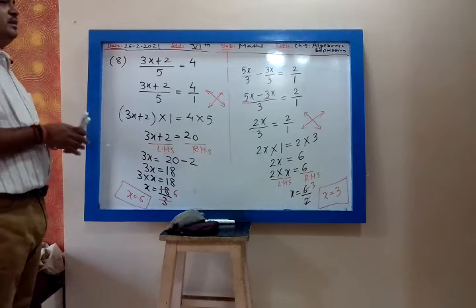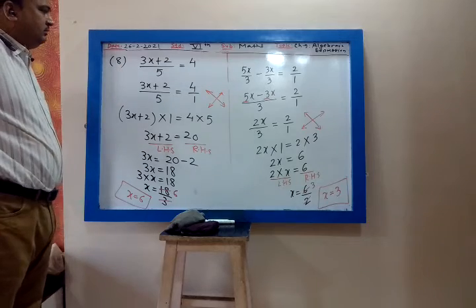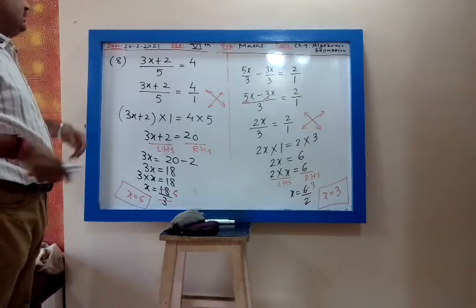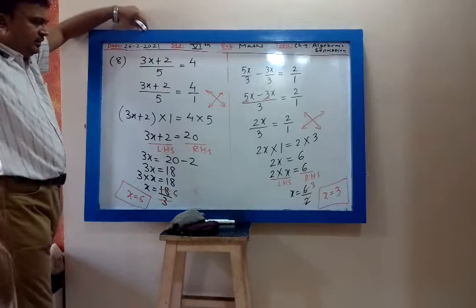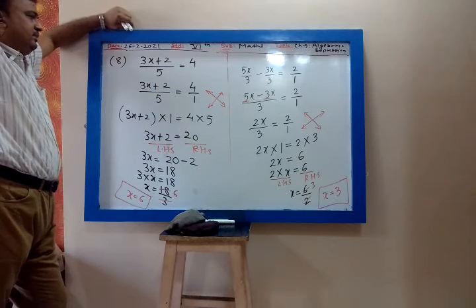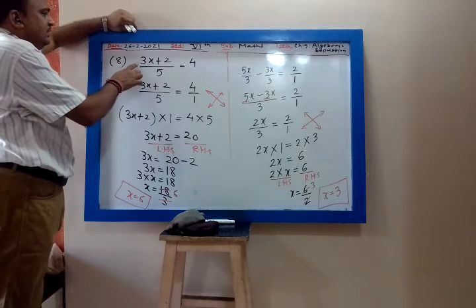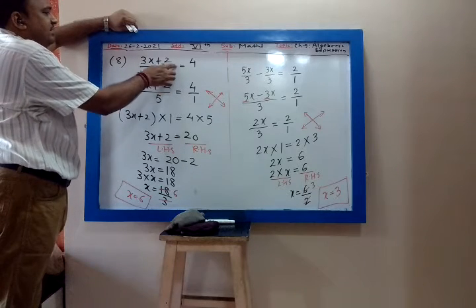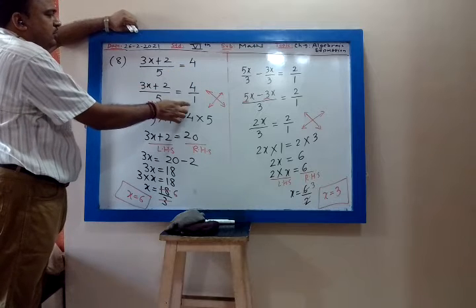Now again I am explaining. No other method. Yes, again I am explaining. (3x plus 2) upon 5 is a fraction. Then 4 is not a fraction. So I will write 4 upon 1.